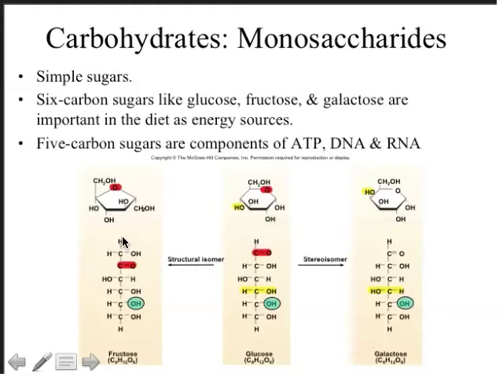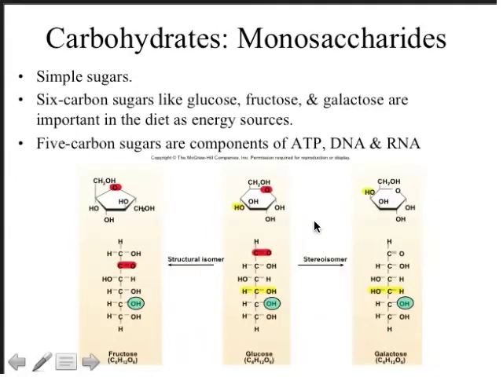These 3 sugars are examples of what we call structural isomers. This is a structural isomer between glucose and fructose. You can see that we have a difference here in this carbon position where the hydroxyl group is bound to the carbon.